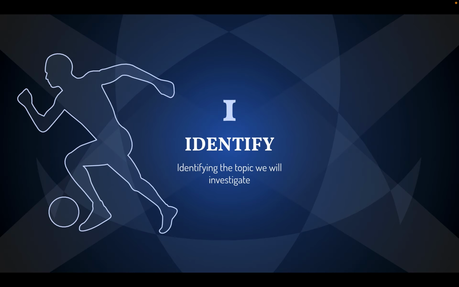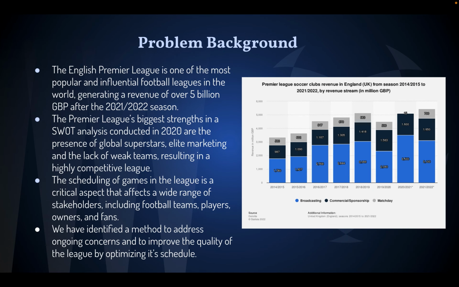Identify. Let's begin by identifying the topic we will investigate. Problem background. The English Premier League is one of the most renowned football leagues worldwide. It generated over £5 billion in revenue over the 2021-2022 season. A SWOT analysis conducted in 2020 revealed that the Premier League's major strengths are the presence of global superstars, elite marketing, and a highly competitive league without weak teams.